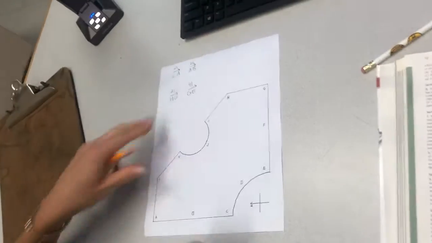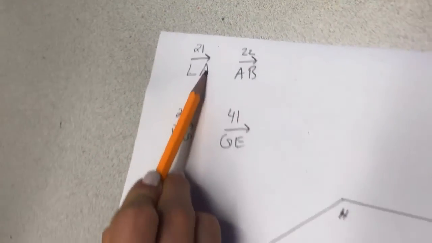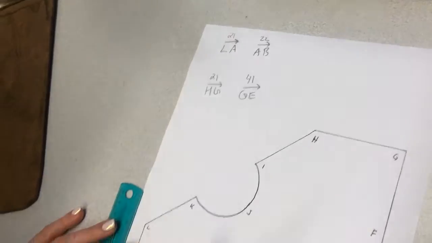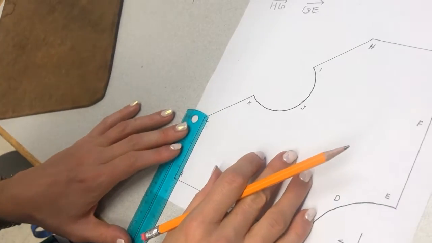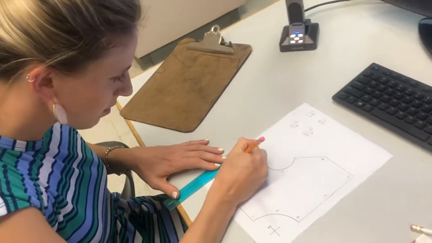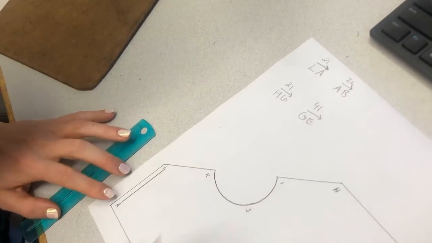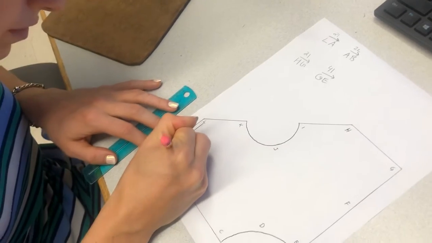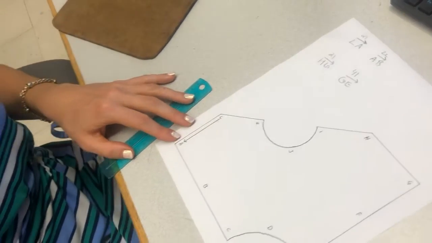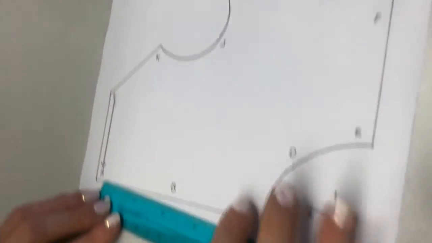Okay, so the first vector was L to A. Oh, this is nice. It kind of gives me a little hint there. We started at L and went to A. Where does my arrow go? What direction were you going? I was walking this way. That's right. Okay, then I went from A to B.